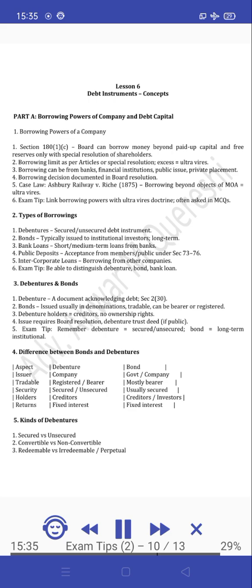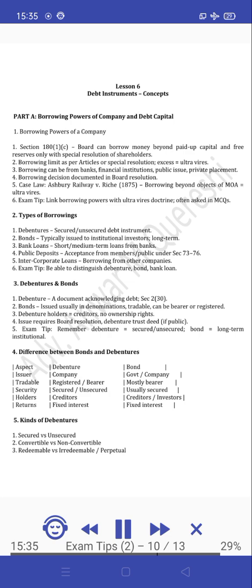3. Borrowing can be from banks, financial institutions, public issue, private placement. 4. Borrowing decision documented in board resolution. 5. Case law: Ashbury Railway v. Riche, 1875. Borrowing beyond objects of MOA equals ultra vires. 6. Exam tip: link borrowing powers with the ultra vires doctrine. Often asked in MCQs.